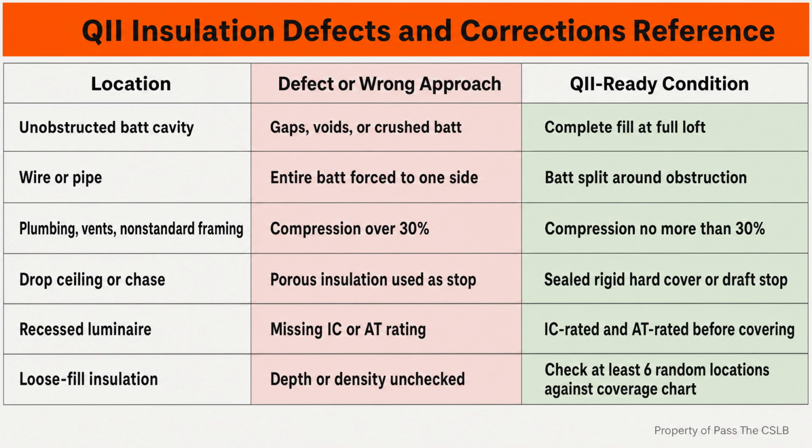Loose fill insulation is checked differently from a batt. The rater verifies installed depth and density in at least 6 random locations and compares the installation with the manufacturer's coverage chart. That means a smooth-looking surface is not enough. The contractor needs the specified depth, the required density, and access for representative checks.